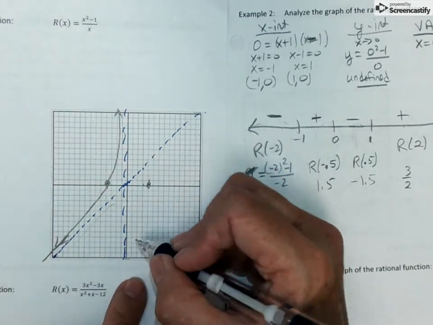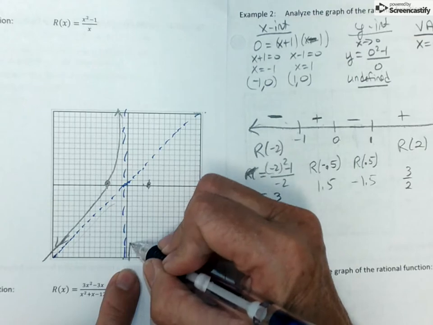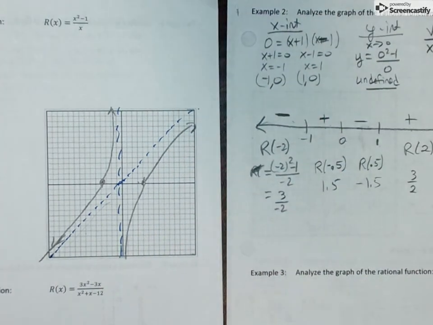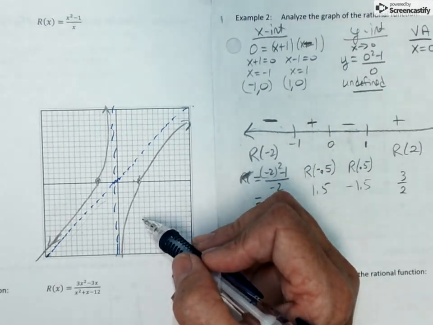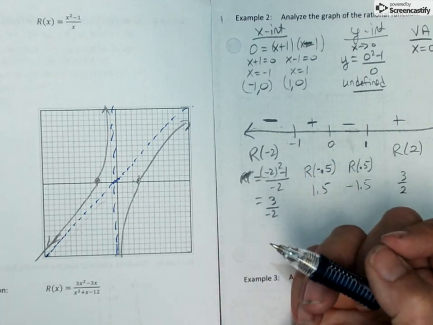On my second side, between 0 and 1, I'm negative, and I then become positive according to my sign chart. So this is what it looks like. And again, it's based on the sign chart and where the x-intercepts are and your asymptotes. Okay, we'll do one more example.